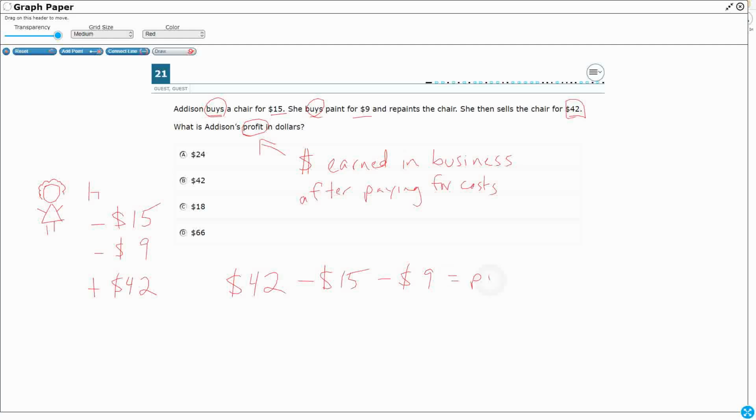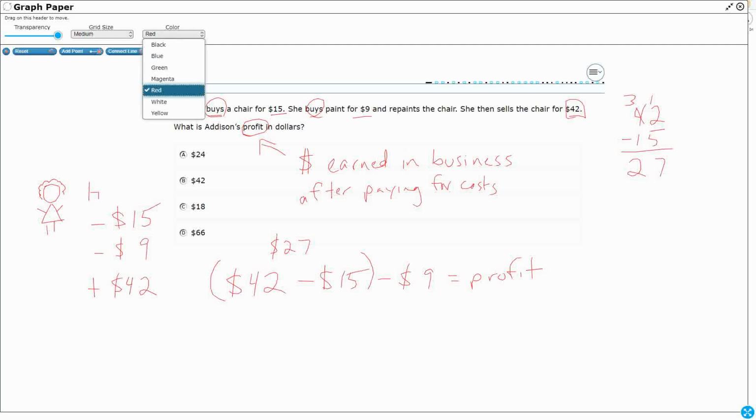We can do this. So we can either do it in chunks, right? So let's group these two together first. So we've got 42 minus 15. Right? That's going to be 27, right? So we can say this is $27. Now I can do $27 minus 9. All right, so $27 minus 9, that is going to be 18. So even though she sold it for 42, she only made 18.